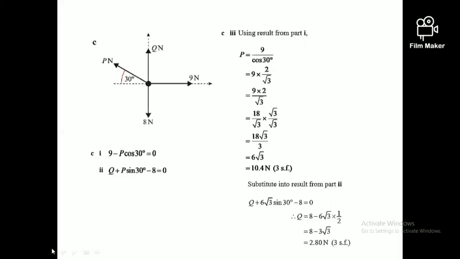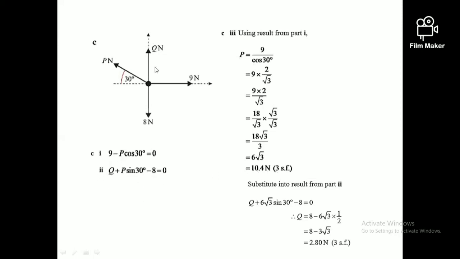Okay. Then if you consider the horizontal components, 9, with no involvement of these two, minus P sin 30 equals 0. Then you can get the answer as P is 9 over cos 30 from this equation. That is, you get the answer 10.4.